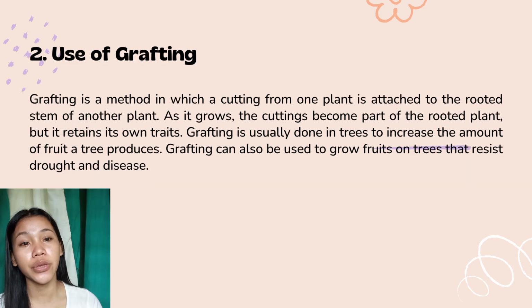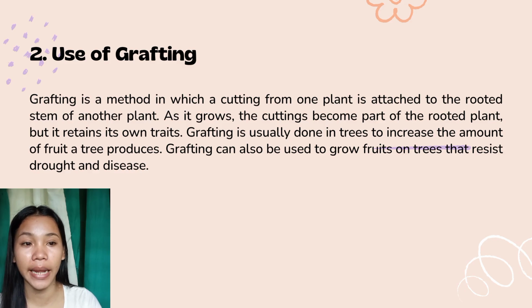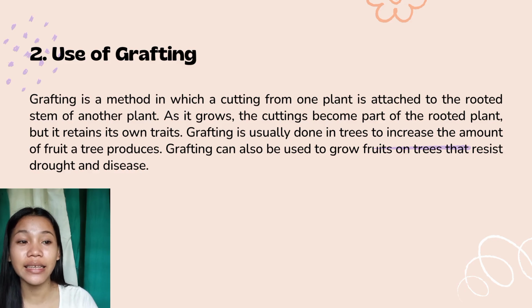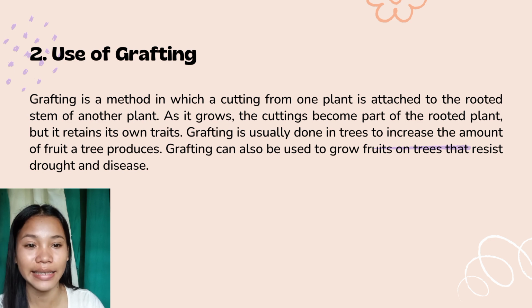Number 2, we have the use of grafting. What is grafting? Grafting is a method in which a cutting from one plant is attached to the rooted stem of another plant. As it grows, the cutting becomes part of the rooted plant, but it retains its own traits. Grafting is usually done in trees to increase the amount of fruit a tree produces. Grafting can also be used to grow fruits on trees that resist drought and disease.